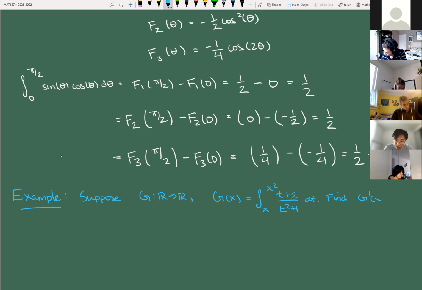So find G prime of x. This is a crazy looking function, but it's totally a valid function. If I give you a number, x equal to 2, then to figure out the output of g, you would compute the integral from 2 to 4 of (t plus 2) over (t squared plus 1) dt. Maybe let me make this clear. This is a t squared plus 1.